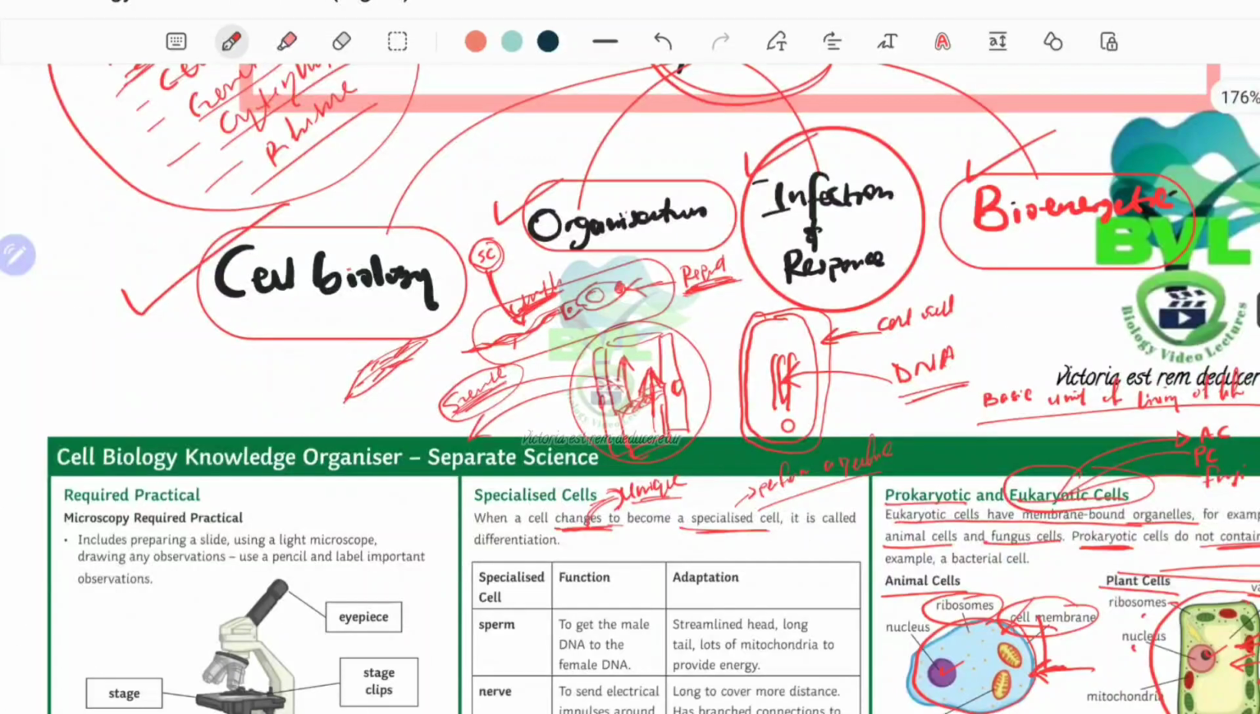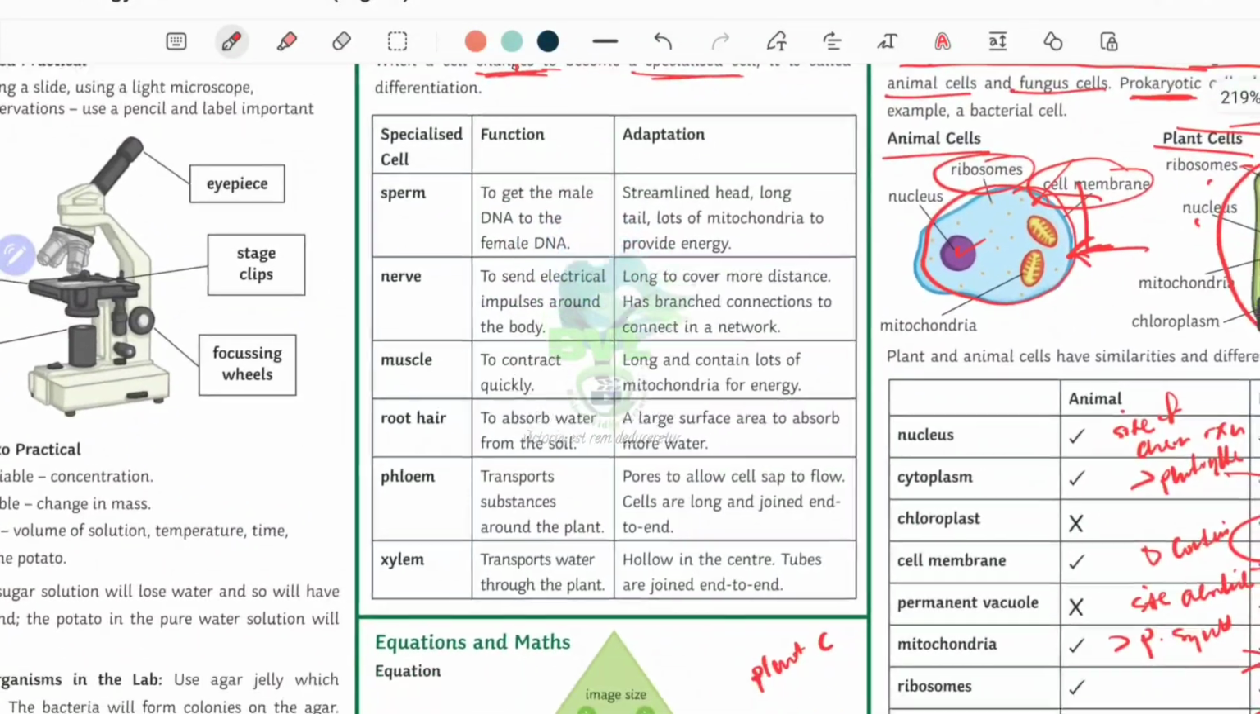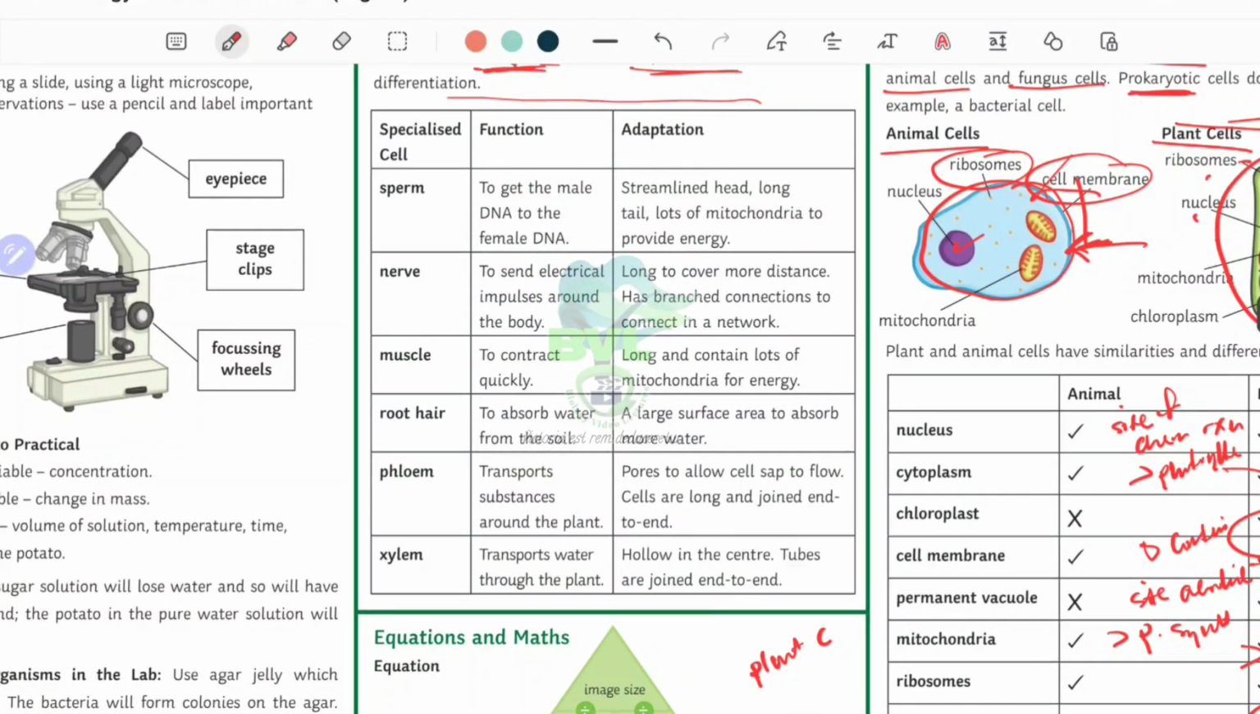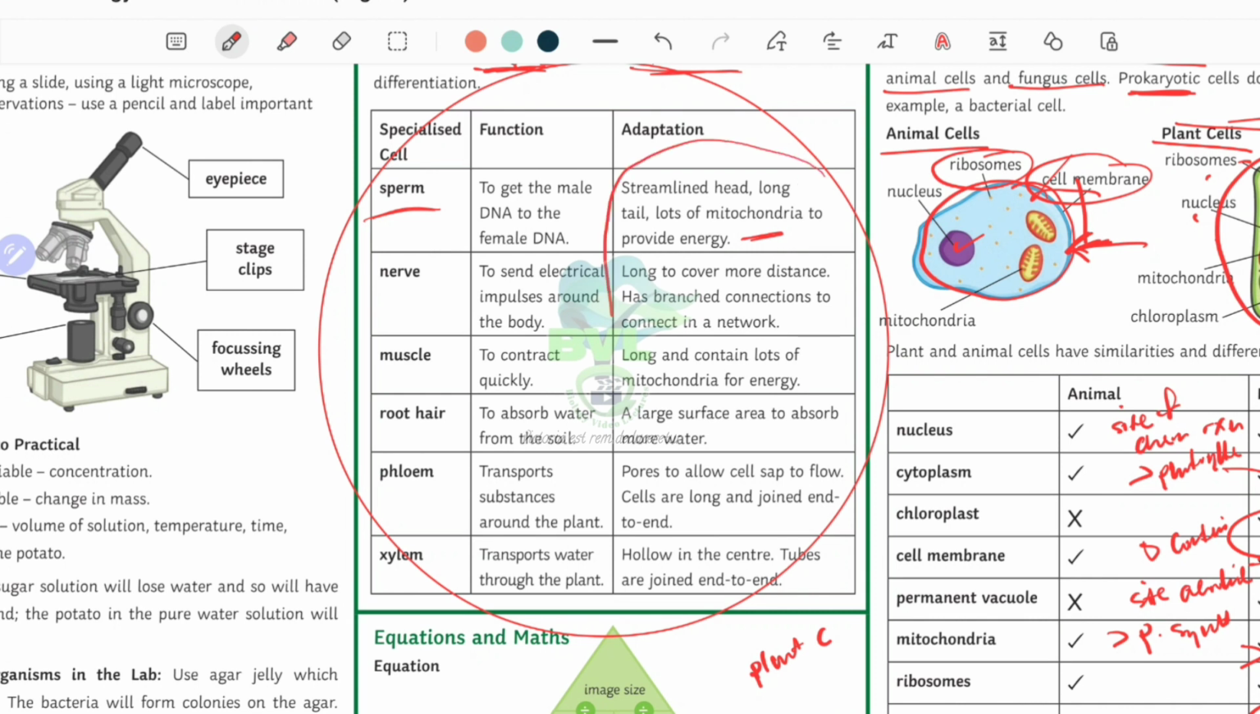Hope that made sense. Coming back here, you need to remember these specialized cells and what they do. I will advise you at this point to pause the video and take note of each of these, the function and adaptation. This is very important. Most questions focus more on the adaptations, like what each of these cells has that makes it do what it does.